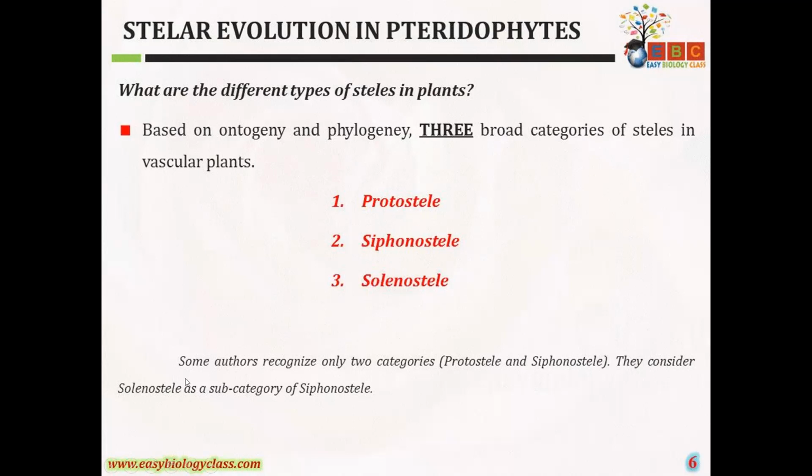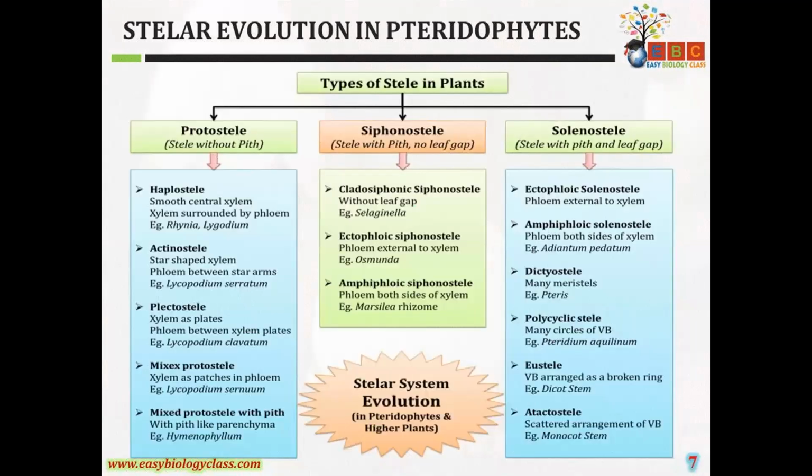First one, protostele. Some authors recognize only two categories, protostele and siphonostele, and consider solenostele a type of siphonostele. But here three types of stele are present. Protostele means a stele without a central medulla; the medulla is absent in protostele.